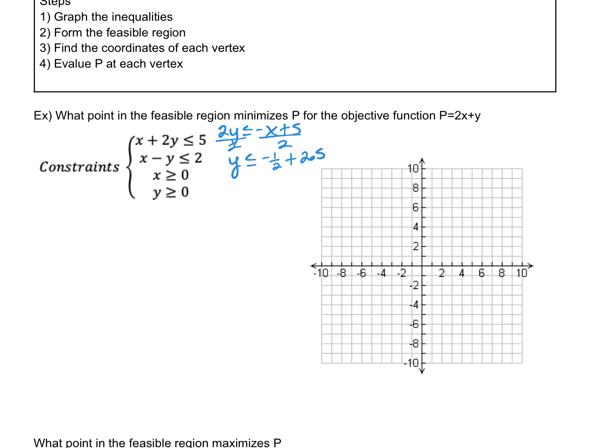All right, now the second one was x minus y is less than or equal to 2. So minus y, negative y is less than or equal to negative x plus 2. Divide by a negative 1 and flip your sign. Don't forget that part. So you have y is greater than or equal to 1x minus 2.